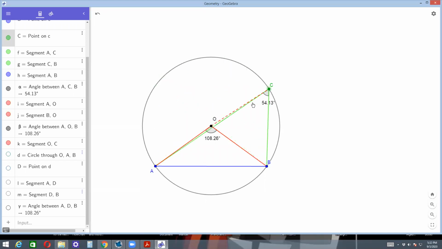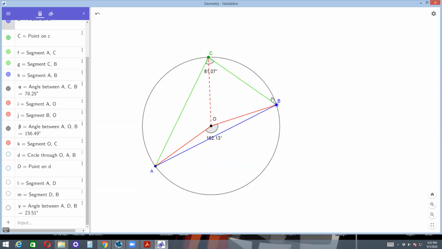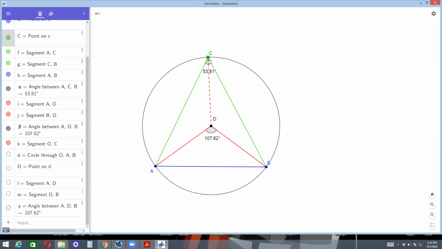Actually, I said that wrong. It's supposed to be this way when AB is the diameter. Right, then it'll be 90. So case 1 is with Thales's theorem. Case 2 is when it's like this with O inside. Case 3 is when O is on the outside on either side. And then case 4 is this.